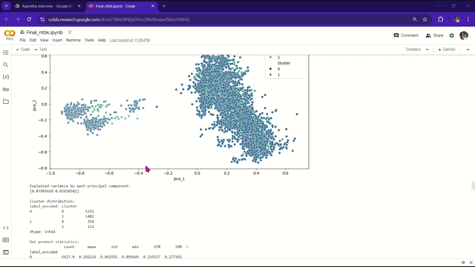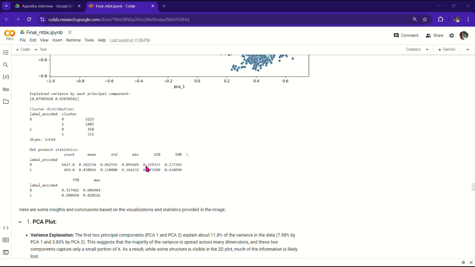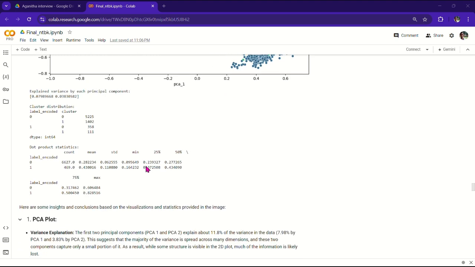Then we talk about the dot product statistics. Talking about dot product statistics, we can see the mean of the dot product. The mean of the dot product of the causal genes is 0.43186, so it is significantly higher than non-causal genes. This suggests that the average of these embeddings of the causal genes are more aligned with the associated phenotypes as compared to non-causal genes.